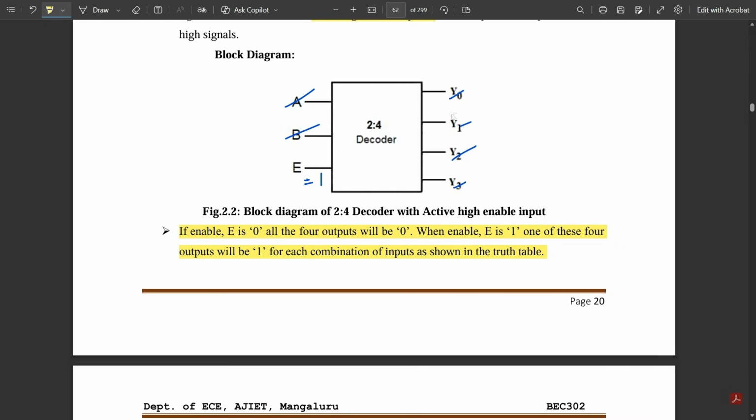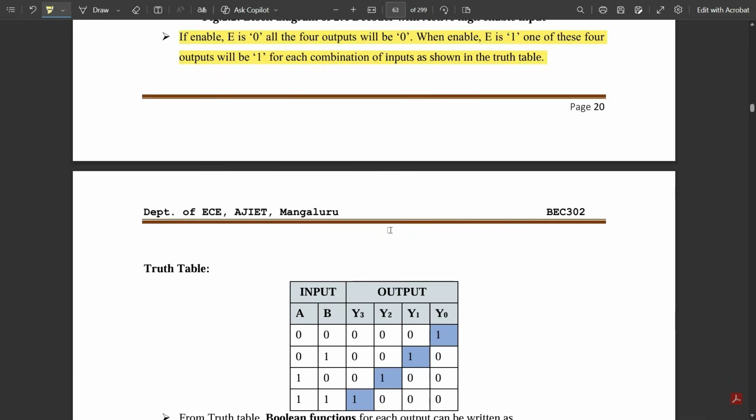Okay, I've told you this. Again, I'll tell you, if the value of the enable pin is zero, all the four outputs, whatever is there, all the bits would be equal to zero. But when enable E is one, that is in the operating stage, one of these four outputs, based on the combination of inputs, would be equal to one. So that is shown in the truth table here.